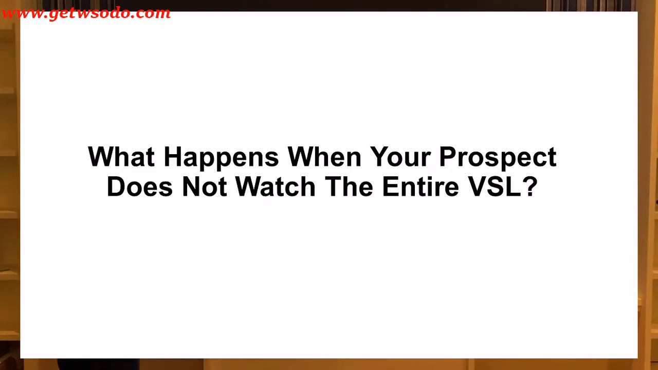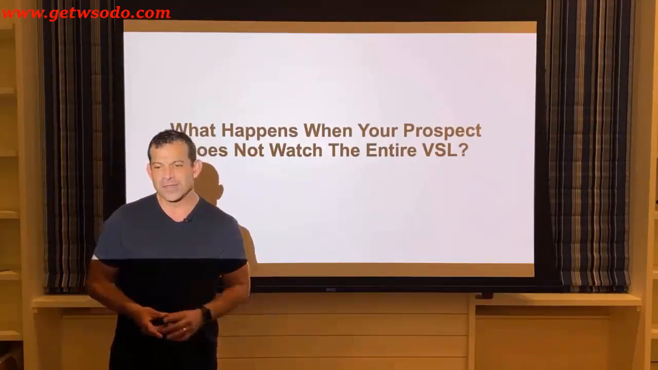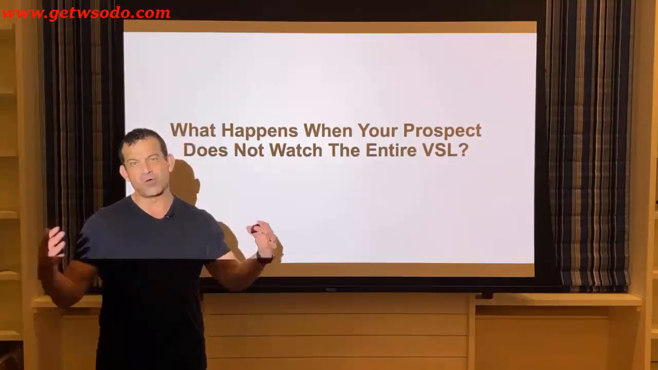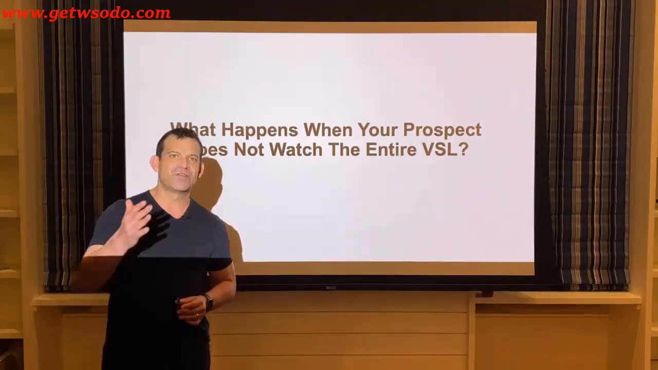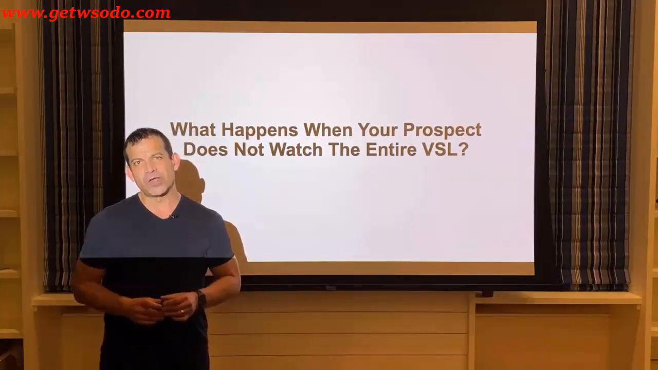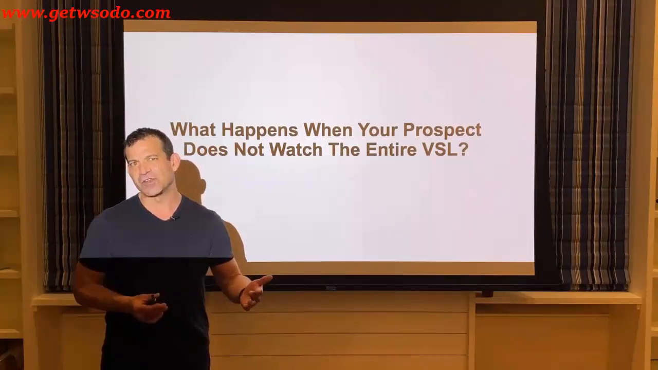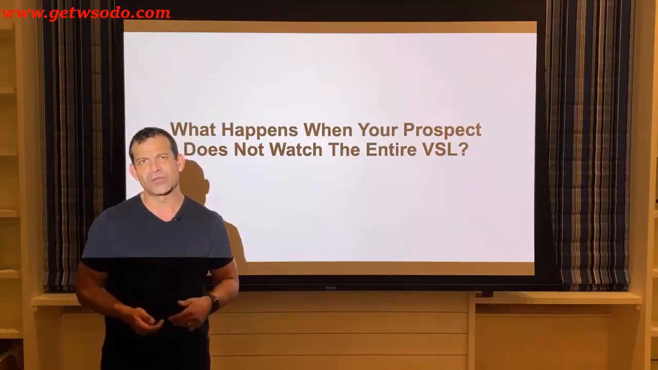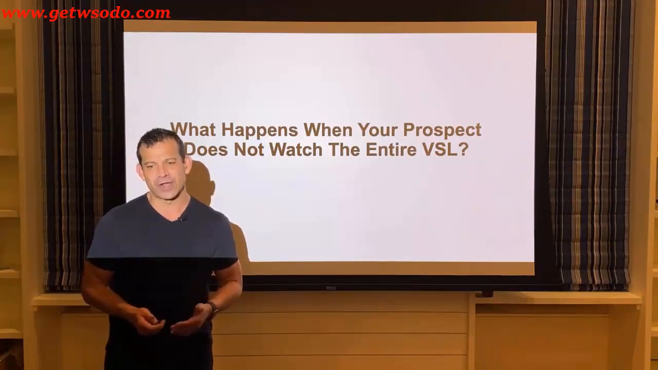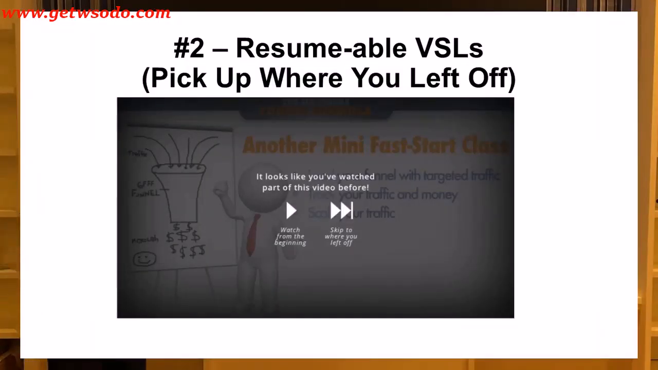But what happens when your prospect doesn't watch the entire VSL? Now, this could be someone on your list that you sent to the VSL, or this could even be cold traffic, right? The normal thing with most VSLs, the way they're set up, is that if the person leaves and comes back, they then have to start watching from the beginning again, which really sucks and most likely is not going to happen if they've watched any considerable time. Let's say you have a 60-minute long VSL. If they watched half an hour, they're probably not going to want to watch the first half hour all over again. So what you want to use are resumable VSLs, where people can pick up where they left off.